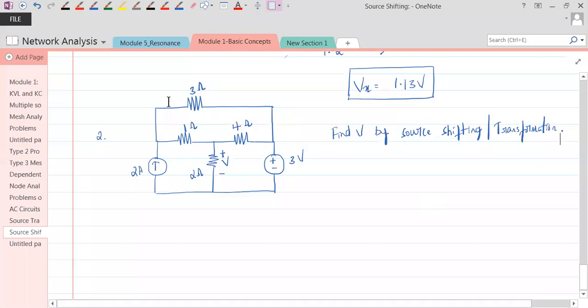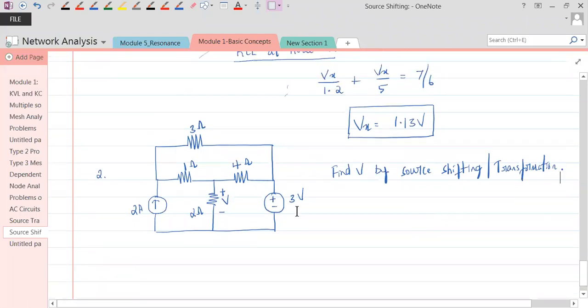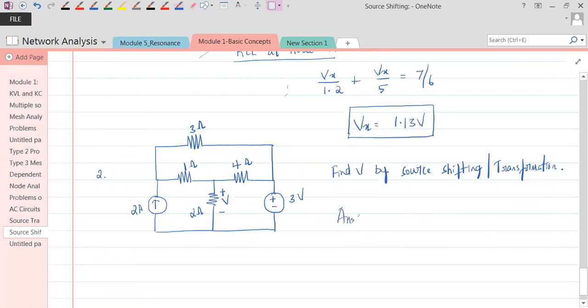So here in this problem, what is being asked is you have to find out voltage V, okay, by shifting or transformation. There is a voltage source as well as a current source. Shift this voltage source. Everybody understand that? Shift this voltage source as we have seen earlier. Okay, do that and get voltage V, and answer, you can take down the answer. The answer is 3 volts. V is equal to 3 volts. Fine.